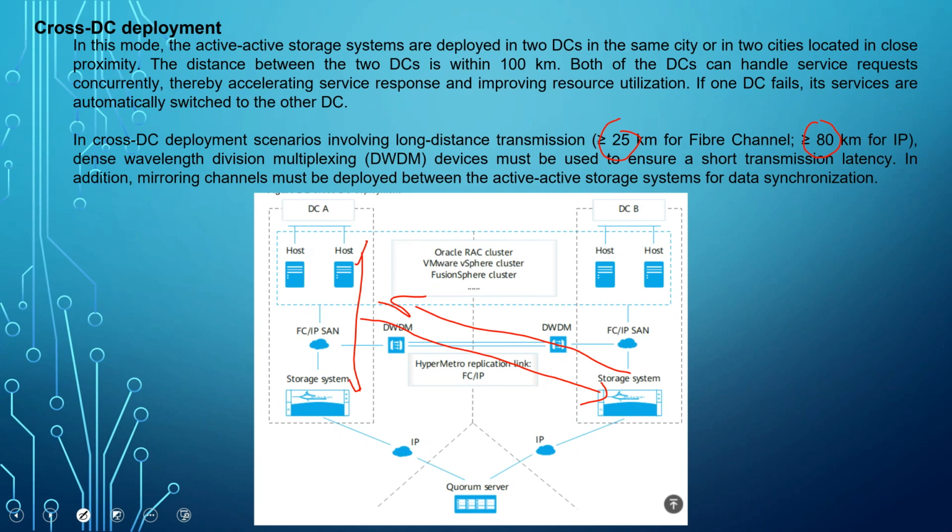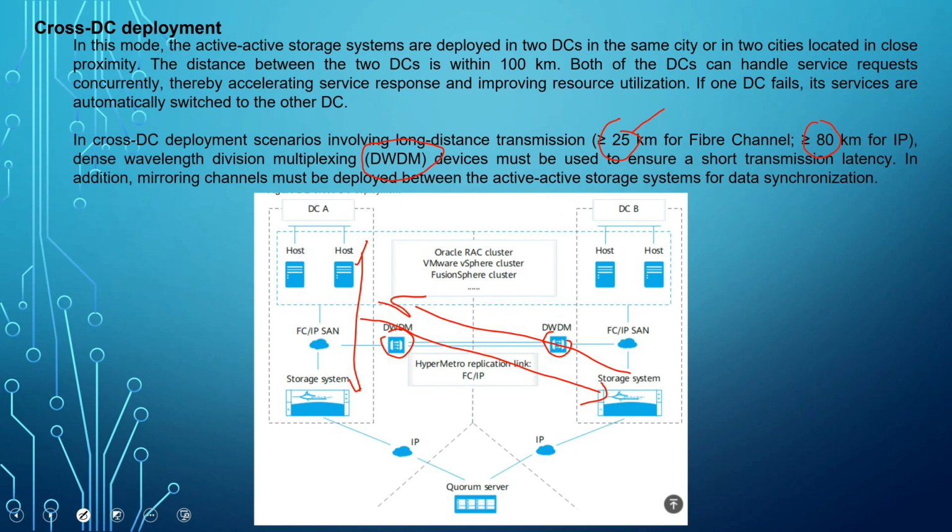But if you want to go beyond this distance, then you need to use a WDM device. The WDM device will be placed here and here, so you will be able to do the active configuration. But the recommendation is to use 25 kilometer fiber channel, dark fiber, so you will get the best performance for active deployment. So these are the requirements if you want to use it for cross-DC deployment.